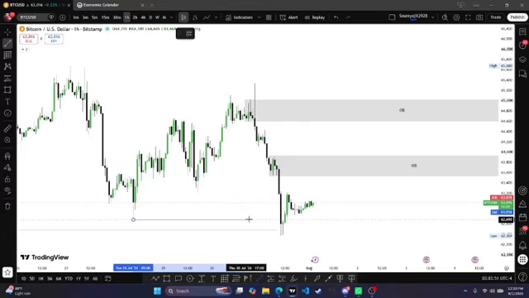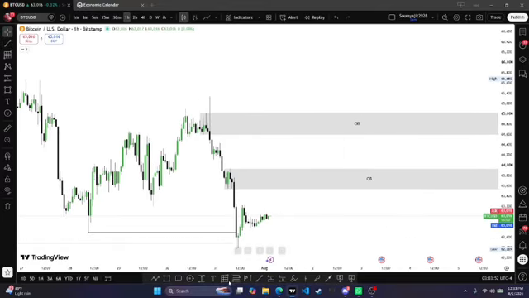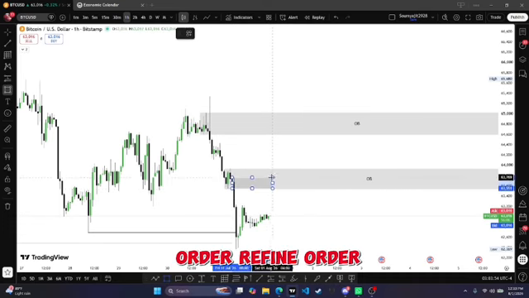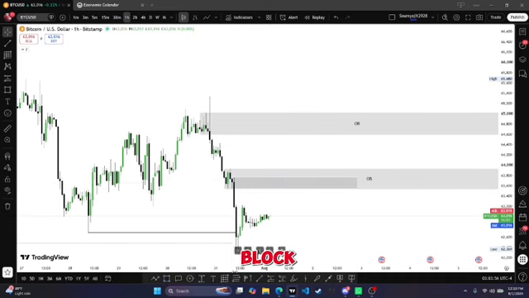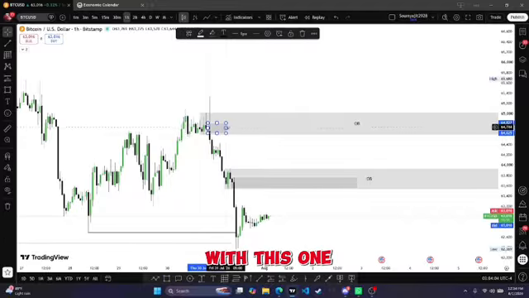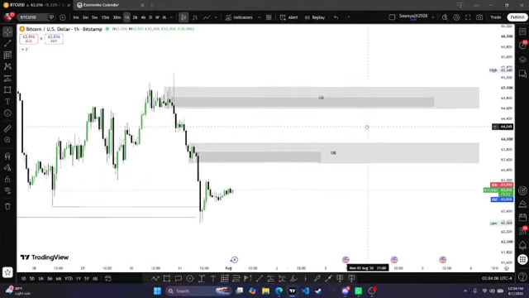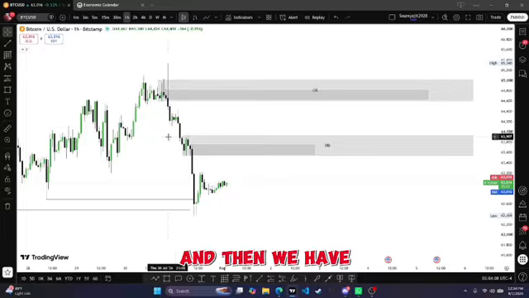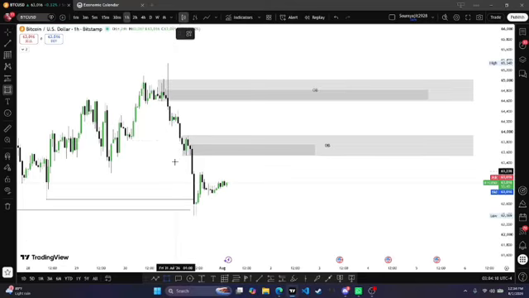On 1 hour we have this particular break and this particular order block. Refined order block. Then this one is the order block, but it got mitigated. So we remain with this one. And then we have this.